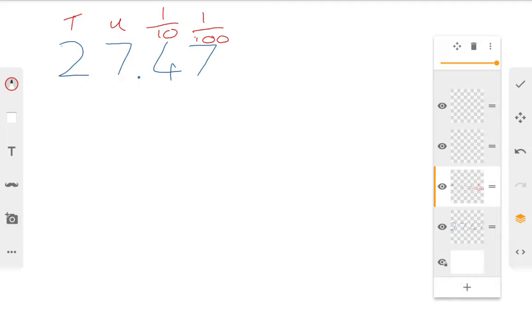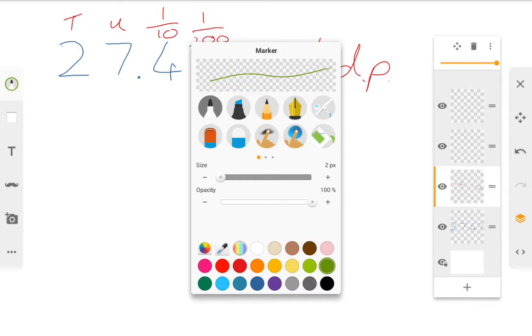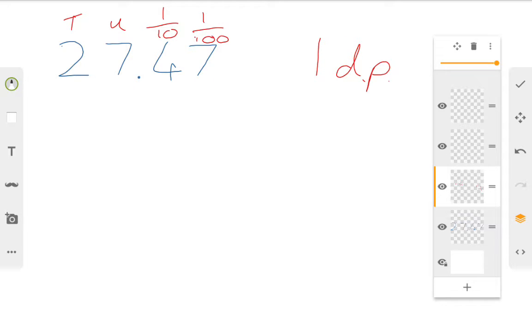So if I were to round to one decimal place, often abbreviated to 1dp, I would like one number to be after my decimal place. So if I go and cut my number so it only has one digit after the decimal place, I want everything to the left of that line. I want all of this bit. I do not want this bit.